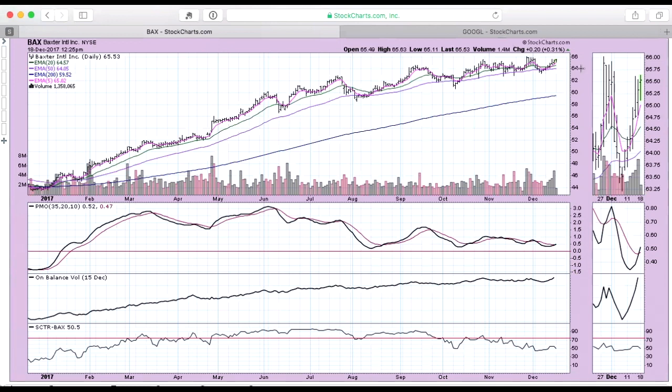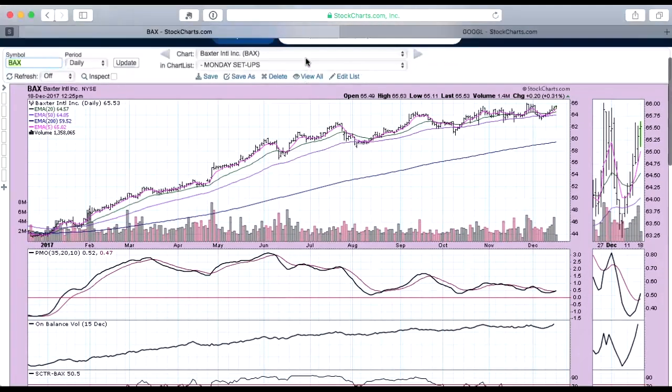So anyway, we can see it's hitting overhead resistance, so I didn't pick it because we really don't have a breakout yet. I like this in the thumbnail. You can see a flag formation building, which could be really good for Baxter. And like I said, you've got that PMO buy signal.